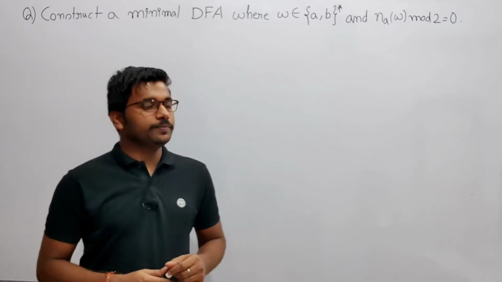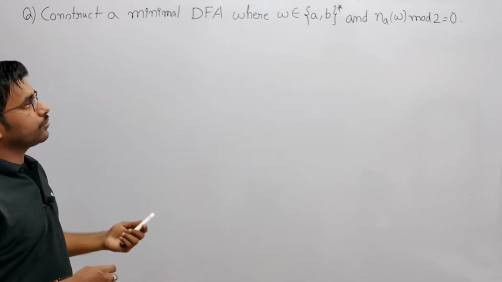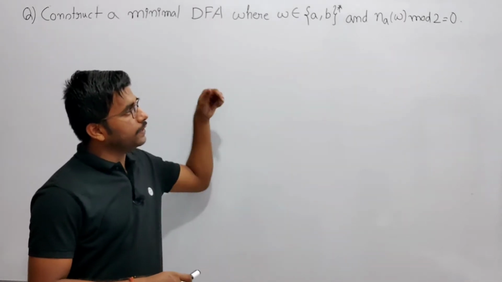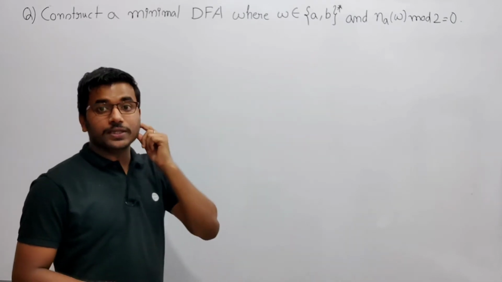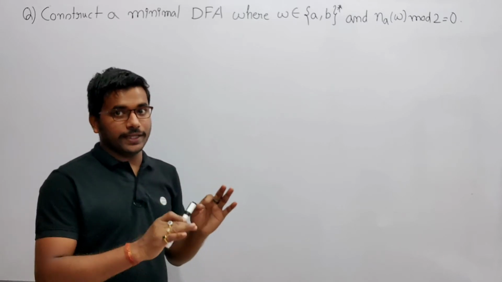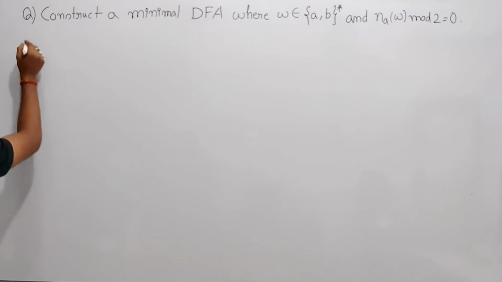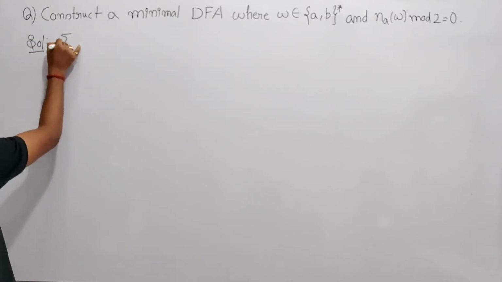Now see the question. It is saying that construct a minimal DFA where W belongs to any combination of A, B, and the number of A in W, when you divide by 2, it should be 0. Means now the number of A should be divisible by 2, not the length. So here again sigma is A, B.